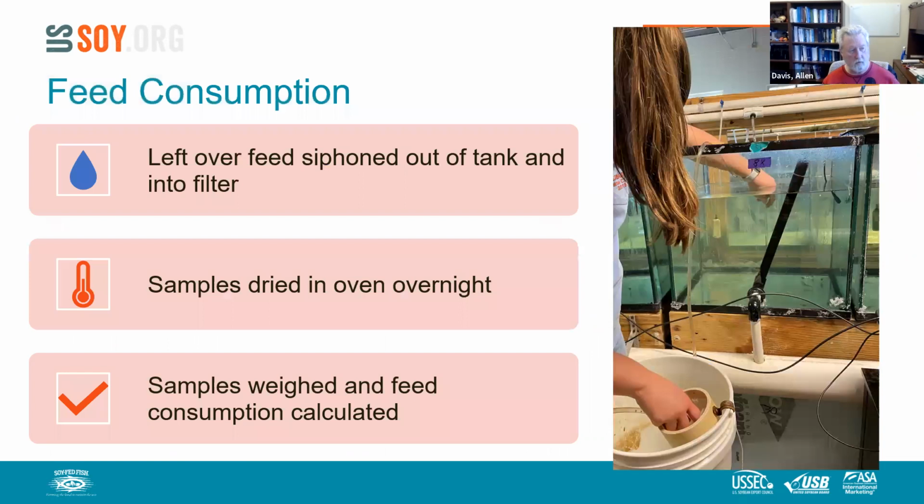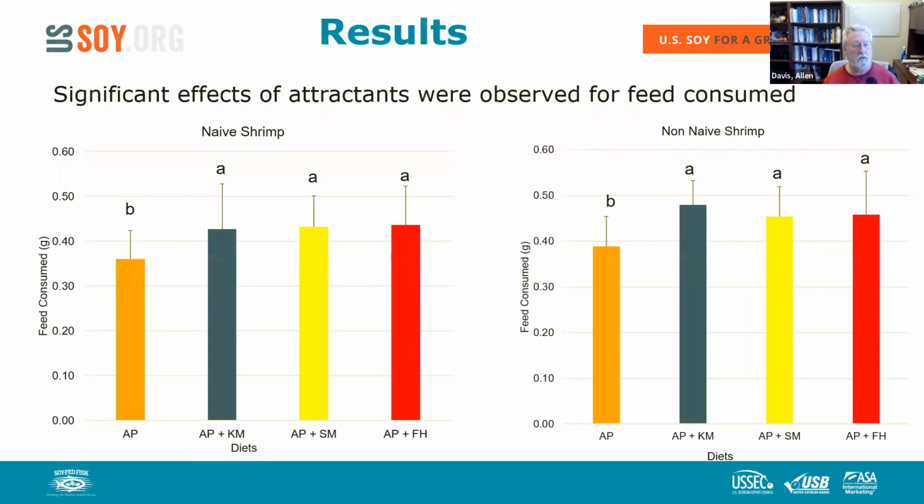Now, when we're doing these recordings, of course, we come in and we can recapture the feed that's being left over. So we can then look at the actual intake. Again, here's our 4 diets that we're primarily concerned with that were made at the same time. And you can see that our all-plant is not being consumed as quickly as the other 3 with attractants. And it doesn't matter if you're non-naive or naive in terms of the response.